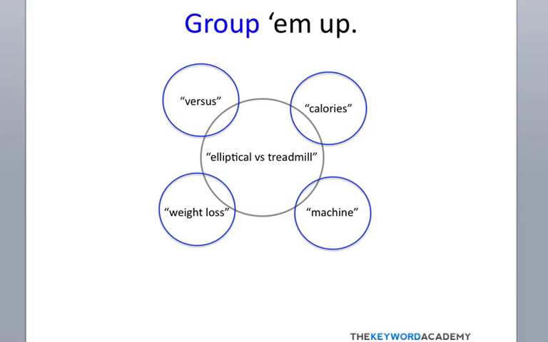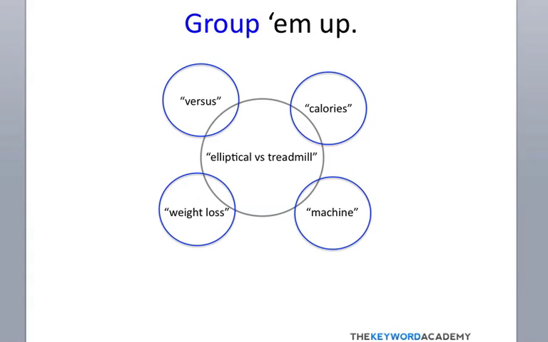post titles. When you think about refining a rough keyword group into a nicely organized post on your website, you'll first look at the core keyword, the head keyword, which is elliptical versus treadmill. That's the primary keyword in this example. And then you'll look at all the different angles that searchers are taking with that keyword to get the content they want, find the answers they want.